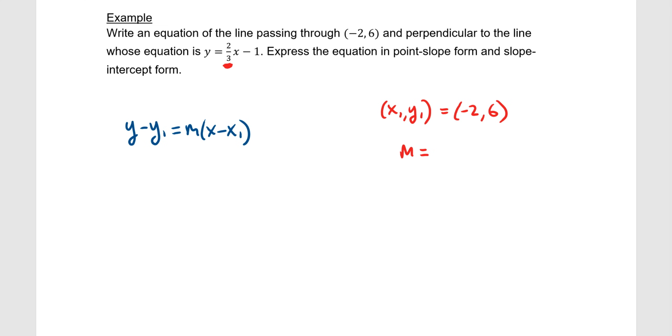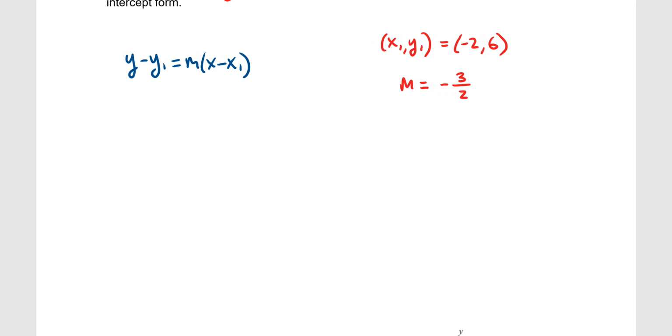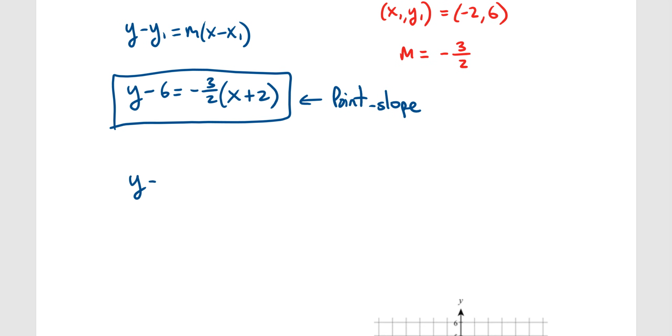That means the negative reciprocal slope is -3/2. So the negative reciprocal of 2 over 3 is -3 over 2. So let's go ahead and plug it in. Easy enough. We just plug it right in again. That's going to be y minus 6 equals -3 over 2 times x minus negative 2, so x plus 2. So here is point-slope form.